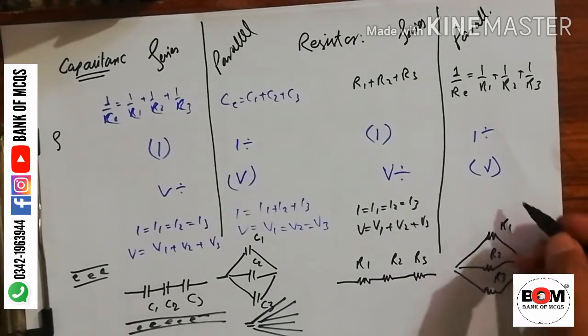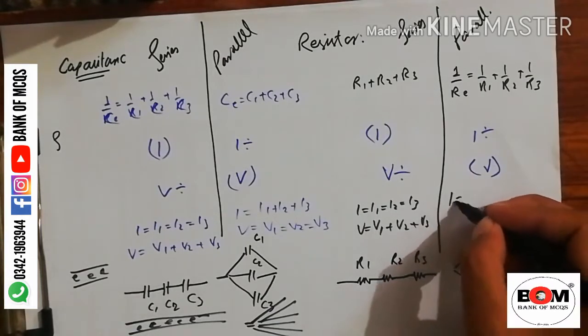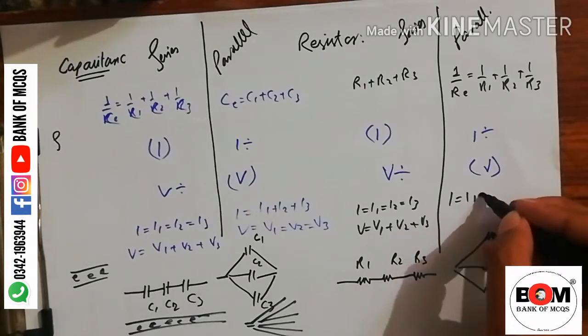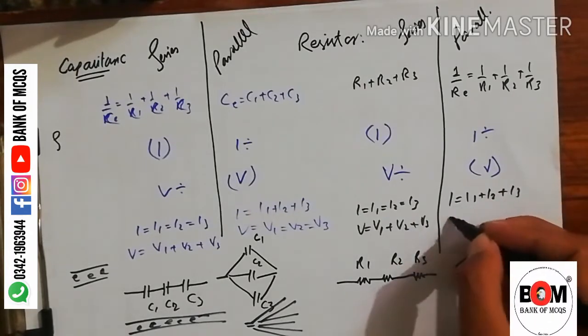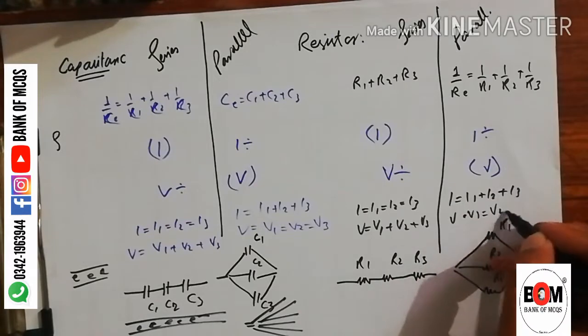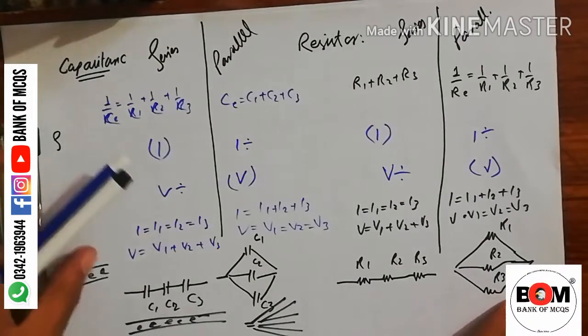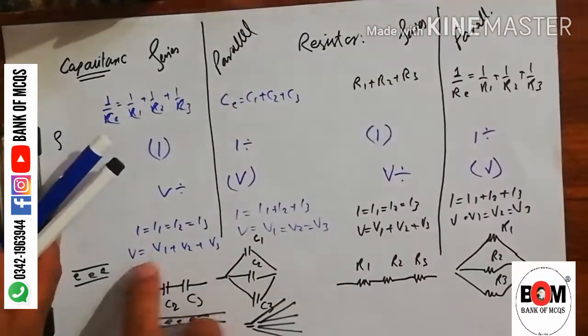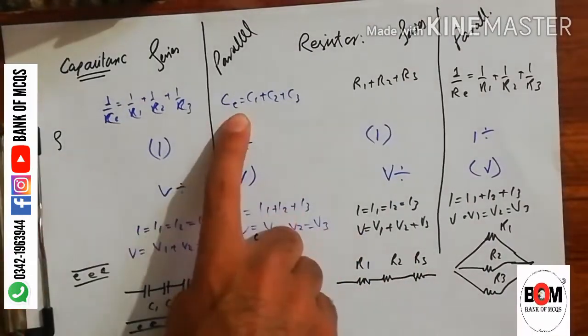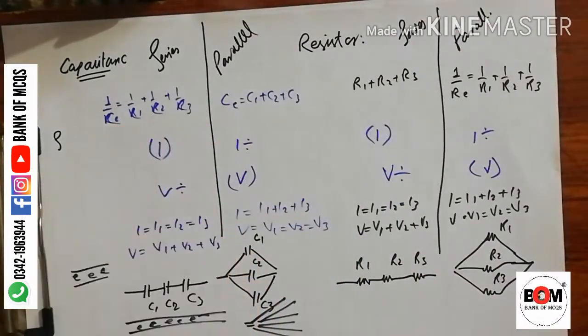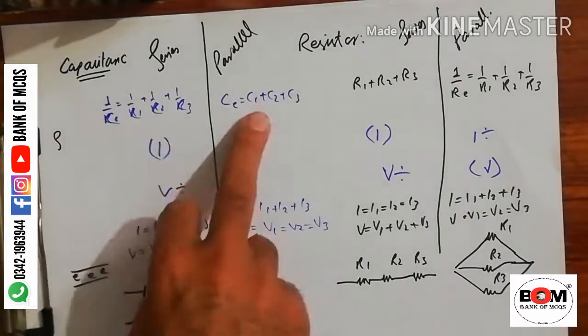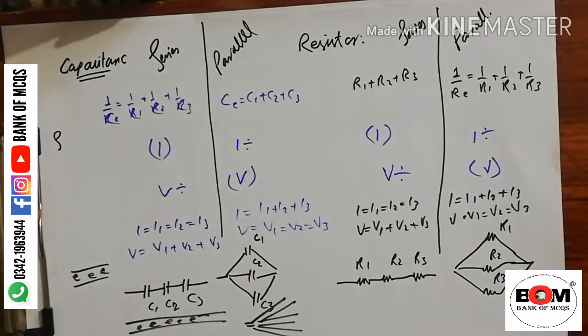Or for resistance in parallel, I will be divided: I is equal to I1 plus I2 plus I3, or V is equal to V1 is equal to V2 is equal to V3. So this was all about the series and parallel. Now to find the equivalent capacitor, this is the formula for equivalent capacitor. This is for series and this is for parallel.